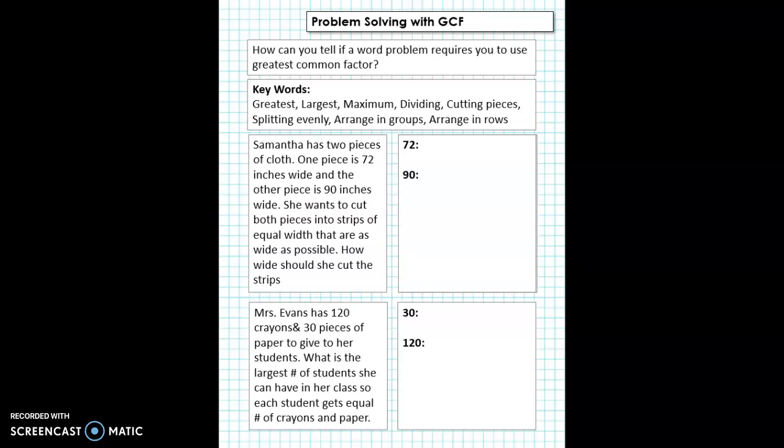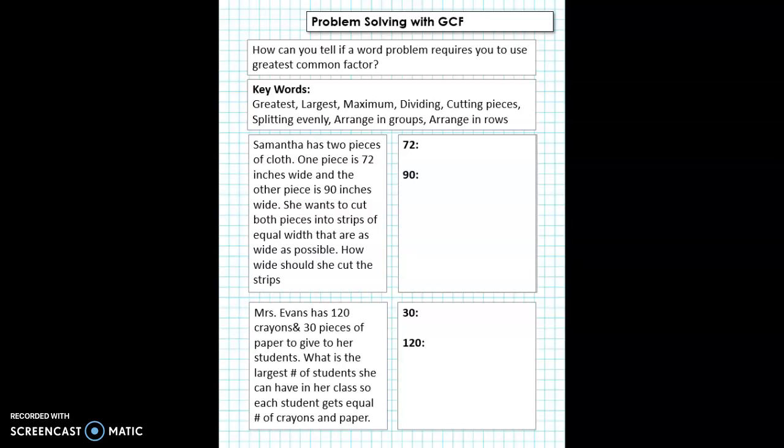Problem solving with greatest common factor. How can you tell if a word problem requires you to use greatest common factor? One thing to look for is keywords in the story problem. Things like greatest, largest, maximum, dividing, cutting things into pieces, splitting things evenly, arrange into groups, arrange into rows. So let's look at these two story problems.